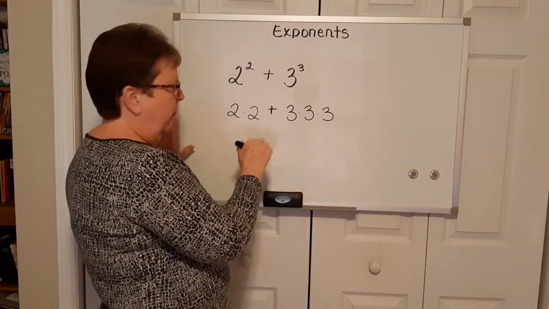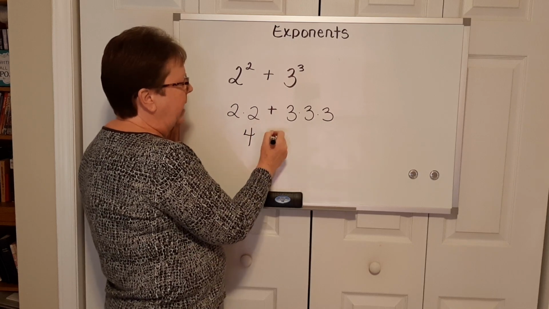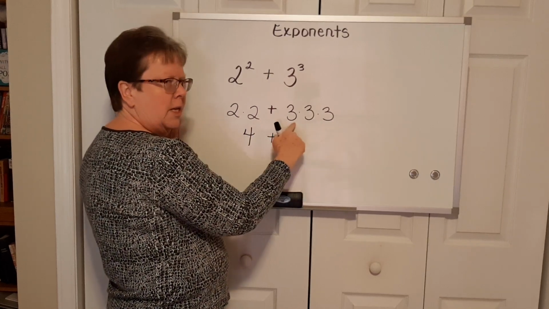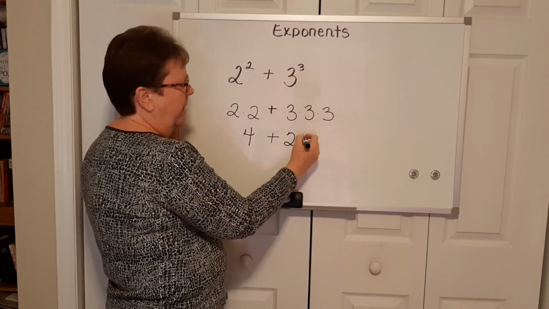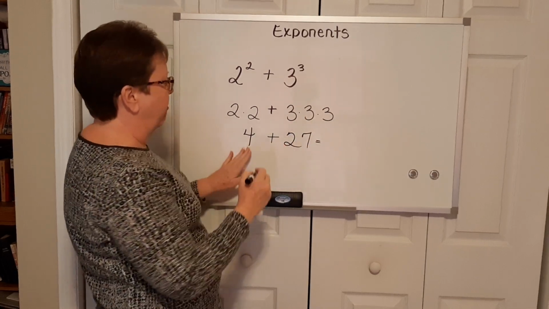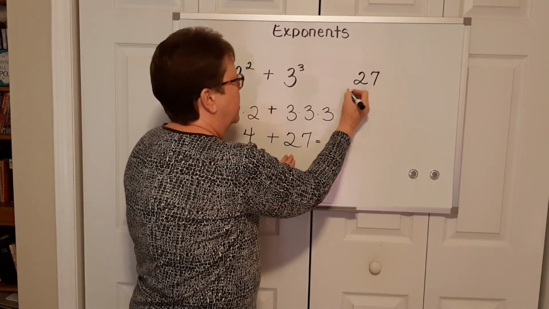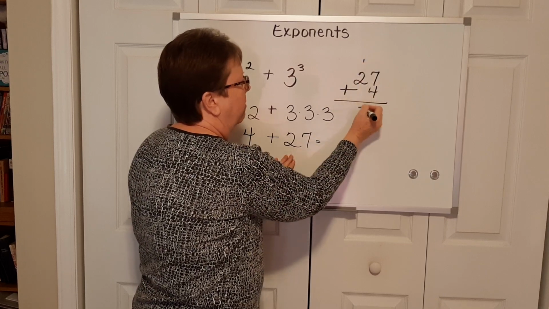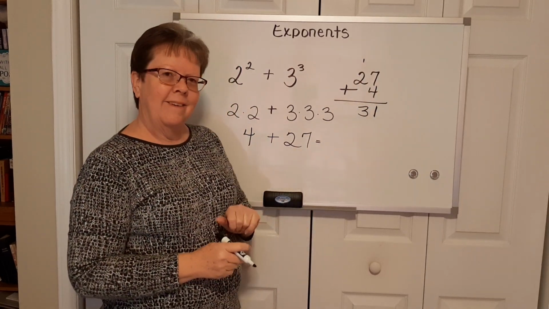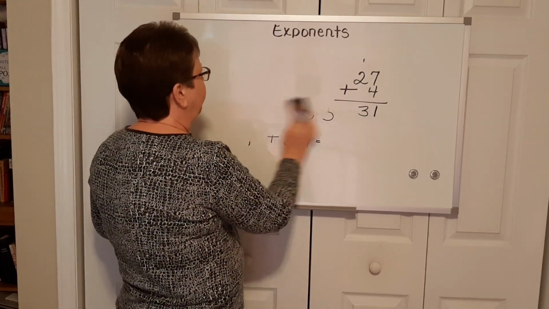Okay, so now let's multiply. 2 times 2 would be 4. And then we're going to add it to our answer to this side. 3 times 3 is 9 times 3 is 27. So then you add 4 plus 27. And always feel free to go to the side and do your adding to make sure you're getting it correct. Okay? Does that make sense? Okay, so that's how you do that.